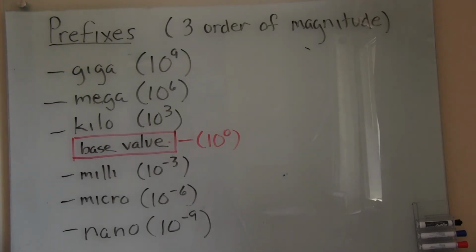Similarly, you can go down by negative 3 orders of magnitude. You have milli, which is 10 to the negative 3. Micro is 10 to the negative 6. And nano is 10 to the negative 9th.